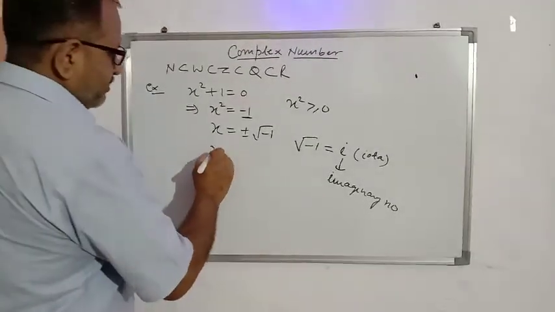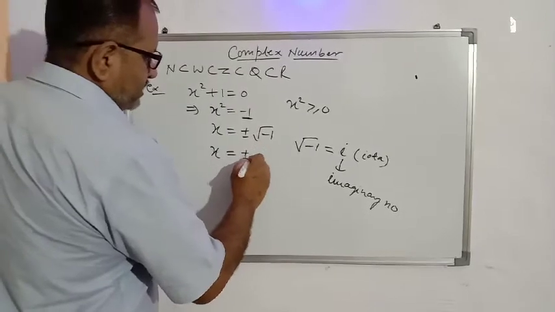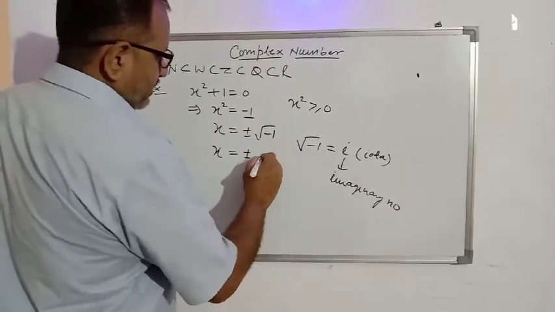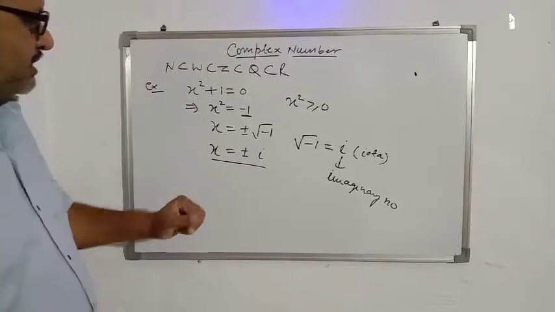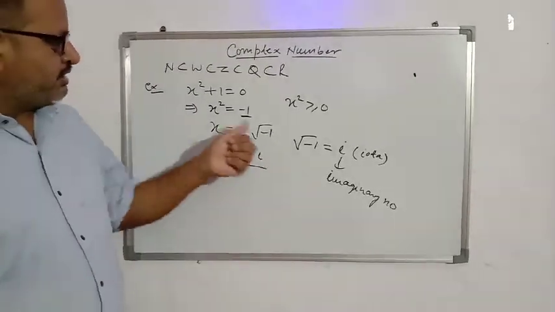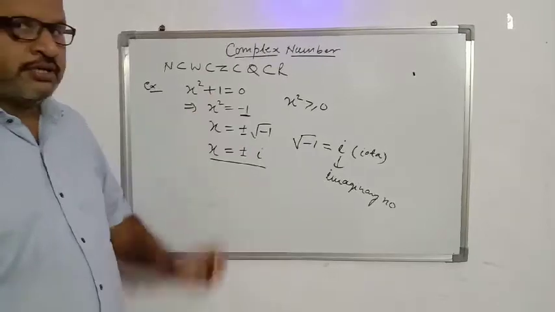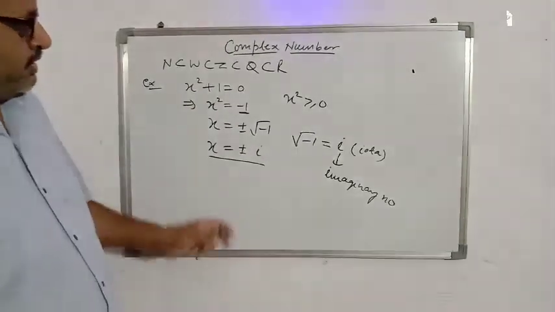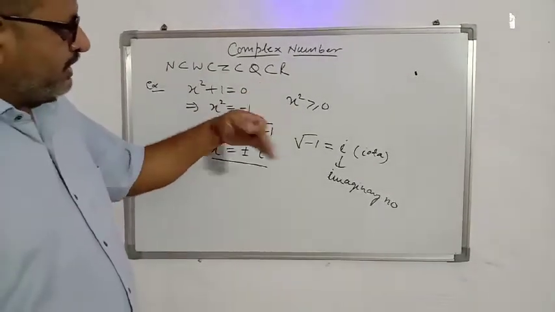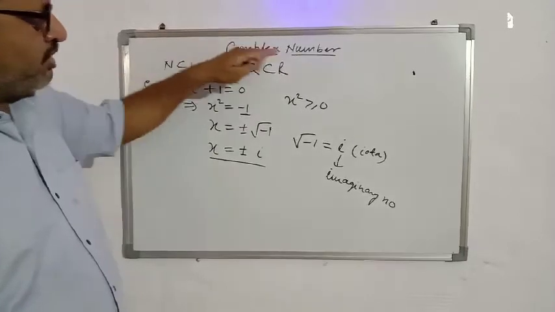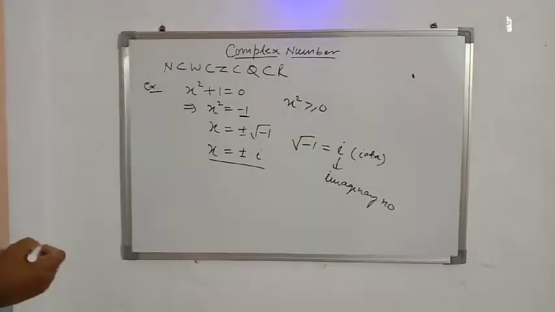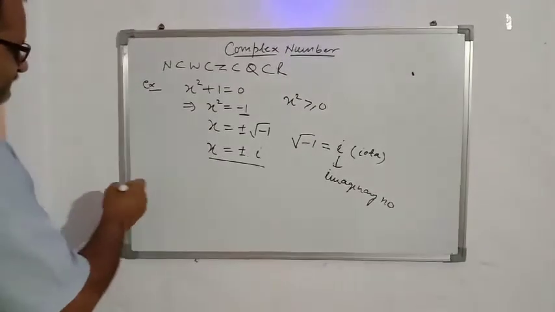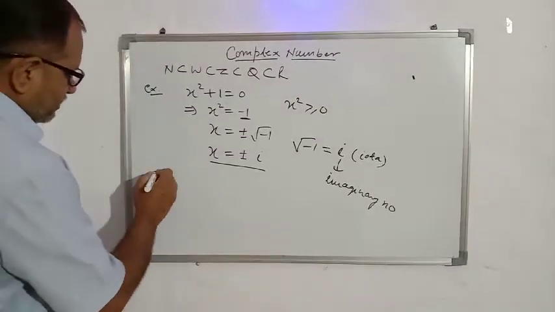So how can we solve it? x is equal to plus minus root minus 1, which is i. So plus minus i, plus i and minus i, are the two imaginary solutions of this equation x square plus 1 is equal to 0. So here the real number system is extended to the new number system that is called the complex number system. How can we define a complex number?